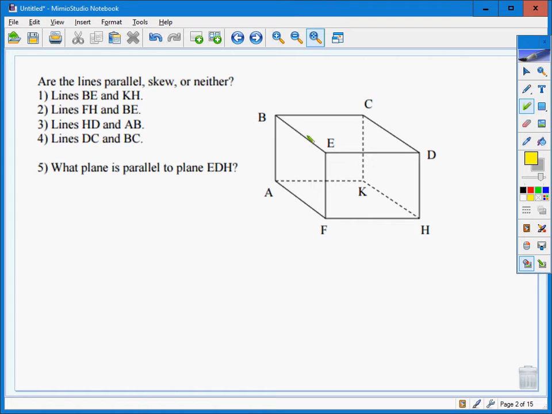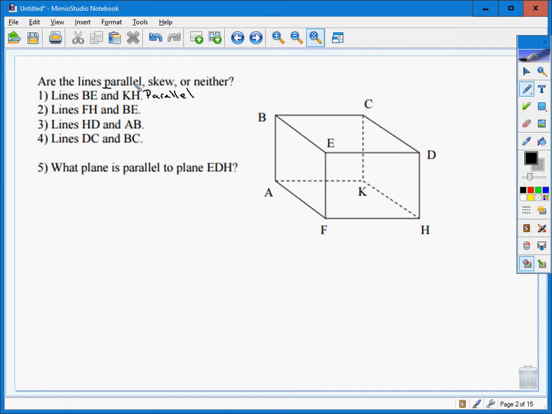It says lines BE and KH. Here's BE and KH. It asks whether it's parallel, perpendicular, or skew. Remember that we could draw a line in here and a line in here to create this plane. So they would be parallel. They are going the same direction. These would be parallel.